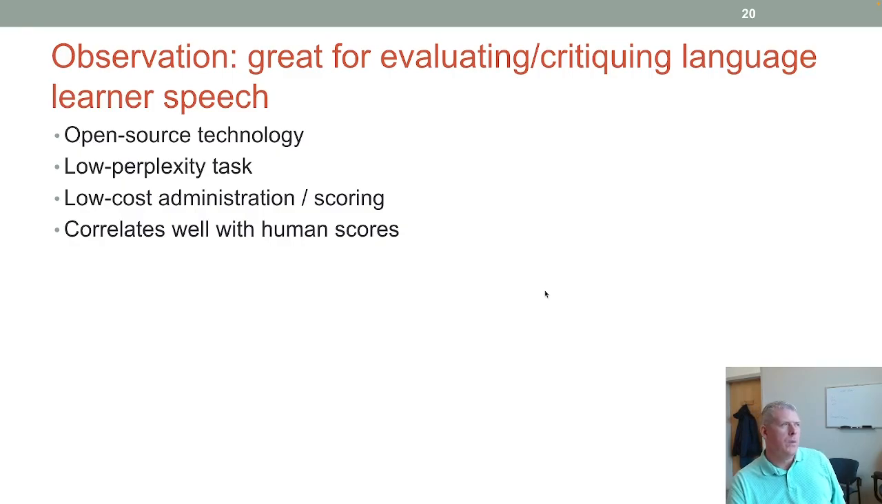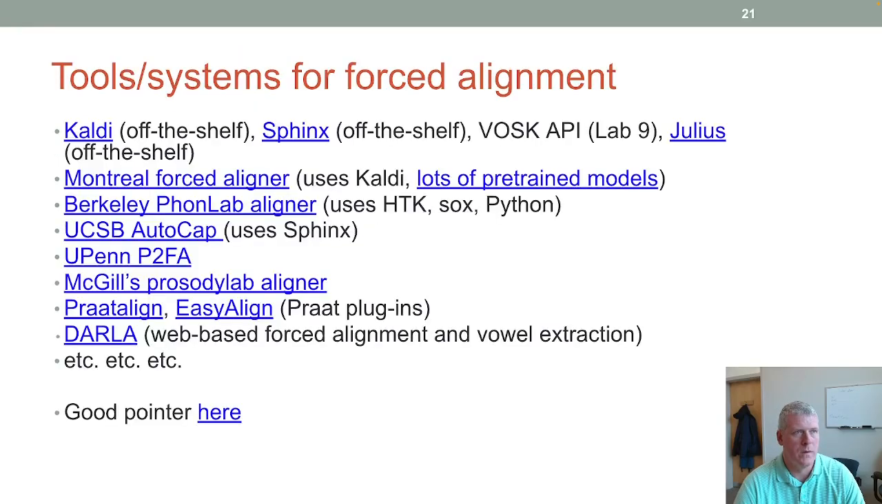So it's a great tool for evaluating and critiquing language learner speech. And it's open source technology. There's a lot of systems out there that can be trained up and used to do forced alignment and to be applied to looking at L2 proficiency. And it correlates well with human scores. So here are a few tools. My voice is pretty weak this morning. Sorry. Tools and systems for forced alignment.